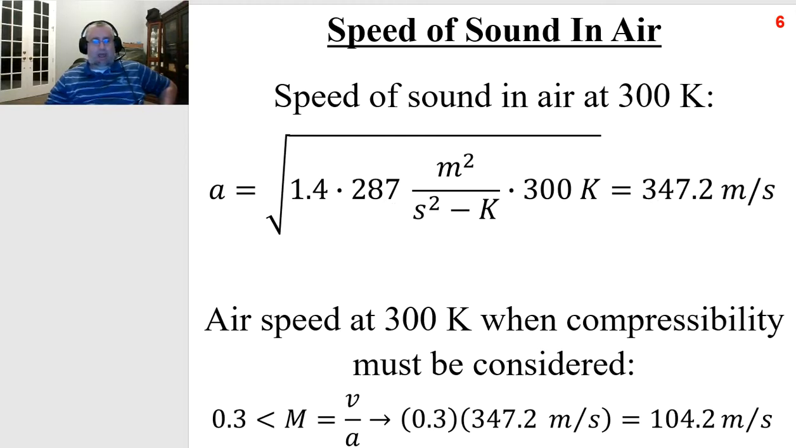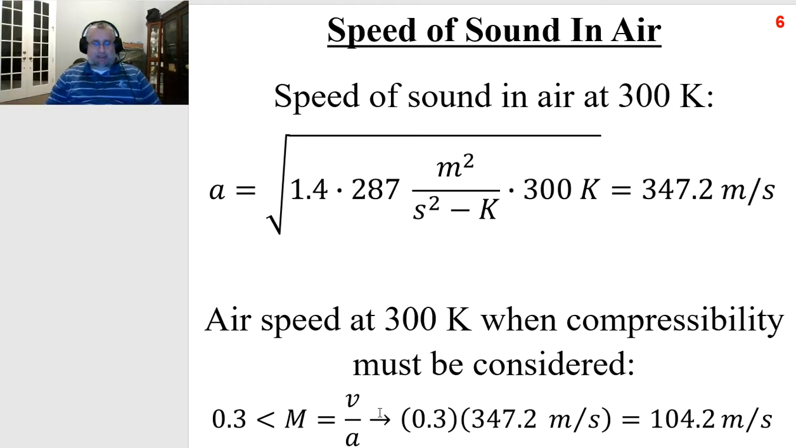Now, a practical follow-on question might be: given that we know from previous lectures and presentations that a Mach number of about 0.3 is the threshold at which compressibility effects need to start being considered, what speed of an object in air, or speed of air itself, if the air is at 300 Kelvin, is the threshold at which we have to start worrying about these compressibility effects?